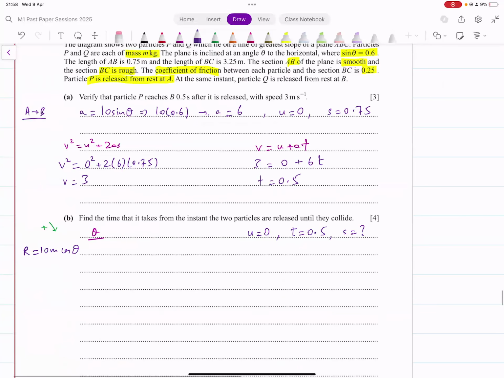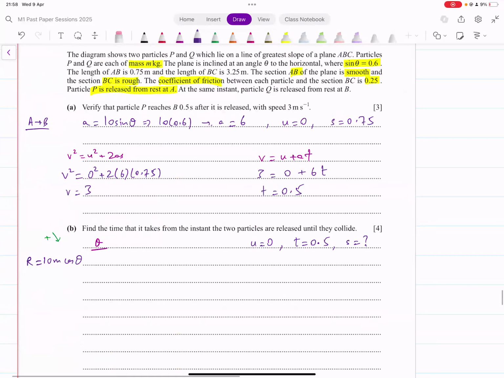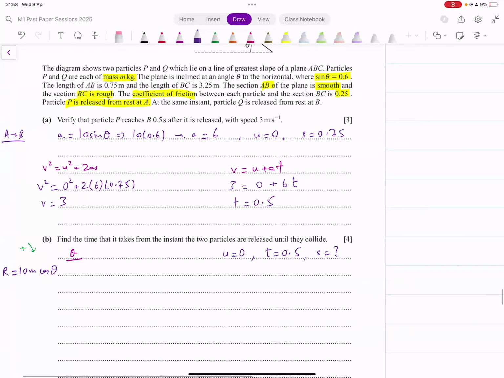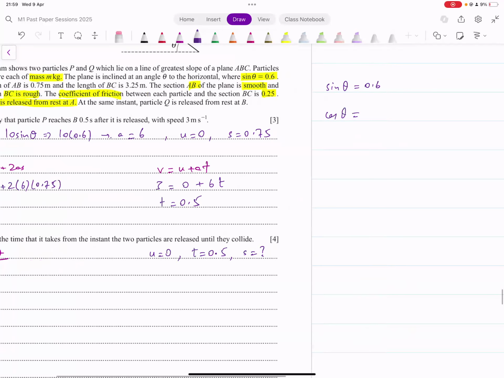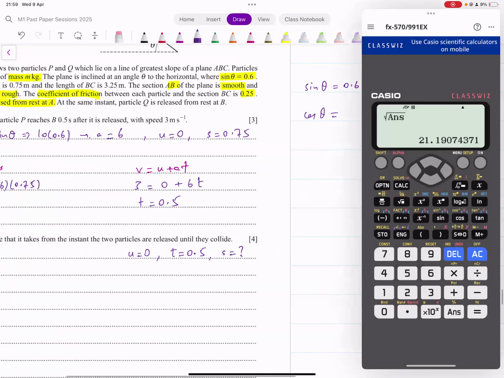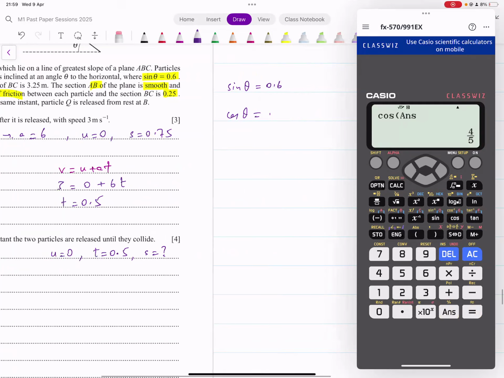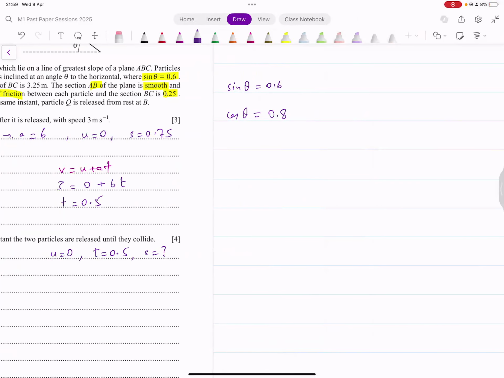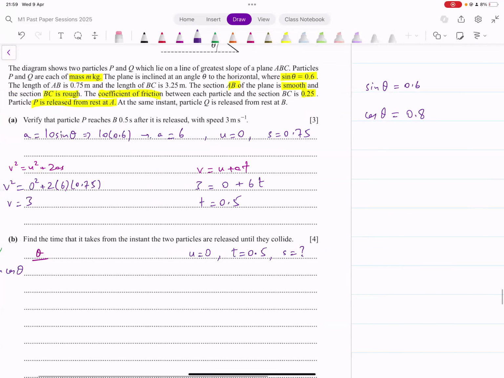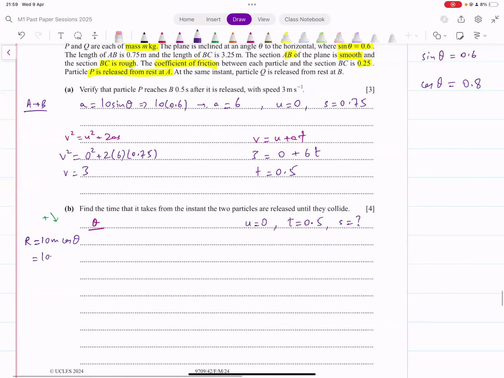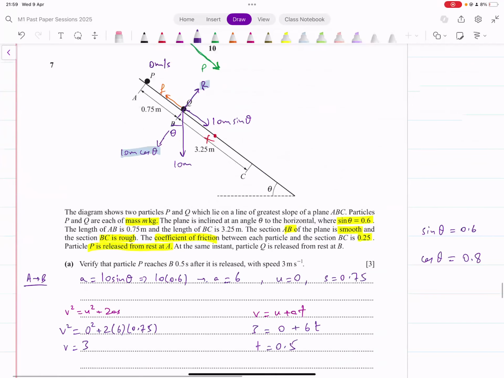We know the value of sin theta already, and we can find the value of cos theta from that. If sin theta is 0.6, we don't need exact answers. We can just use our calculator directly to find cos theta. You can do something like this: sin inverse of 0.6 and then take cos of that. That's 4 over 5 or 0.8. If sin is 0.6, cos is 0.8. So it becomes 10m into 0.8, which is 8m. R equals 8m.